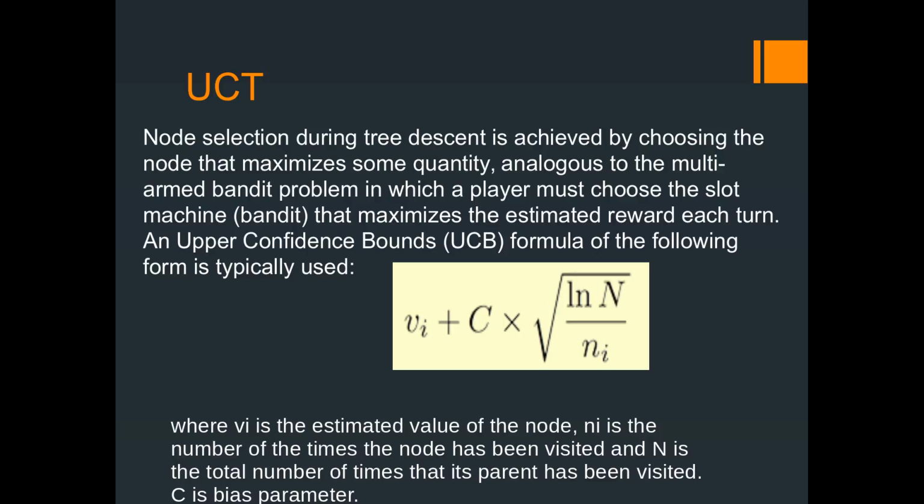It is vi plus c times the square root of the log of n divided by ni, where vi is the estimated value of the node, ni is the number of times the node has been visited, and n is the total number of times that its parent has been visited. C is a bias parameter that you can tune. Vi is just the win percentage, so it's the total number of wins over the total number of visits to that node.